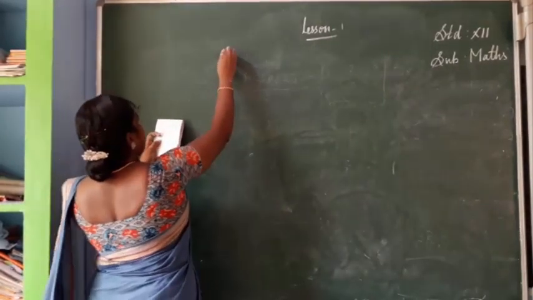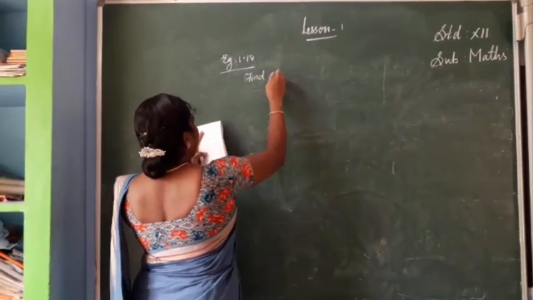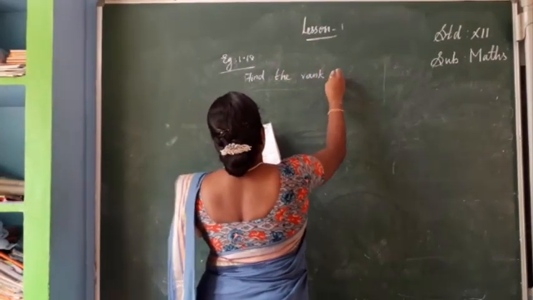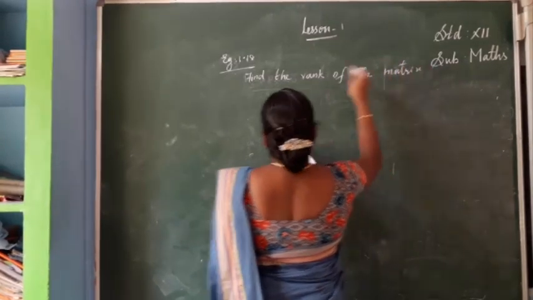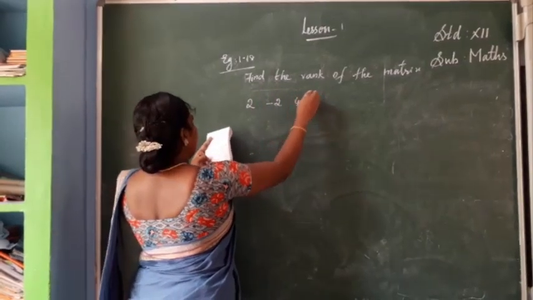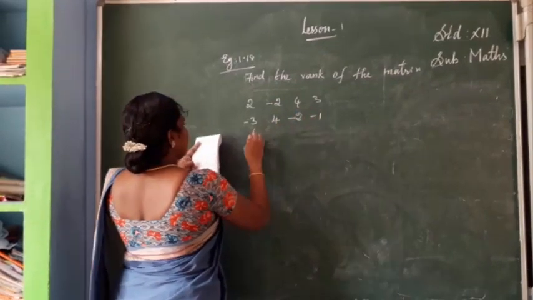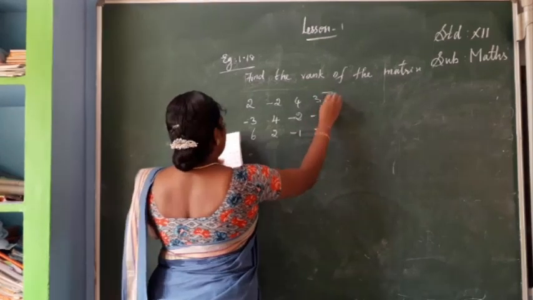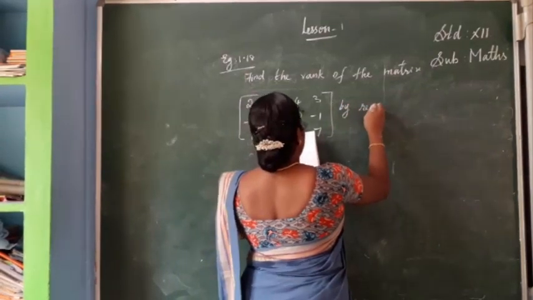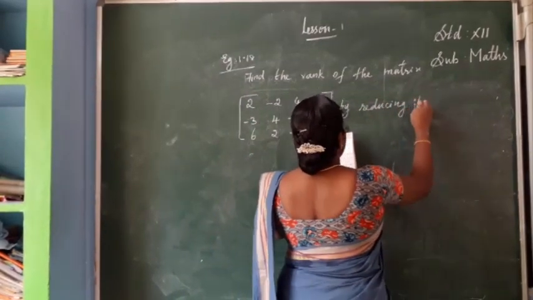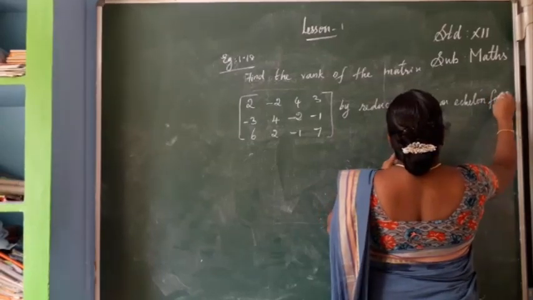Example 1.18. Find the rank of the matrix 2, minus 2, 4, 3; minus 3, 4, minus 2, minus 1; 6, 2, minus 1, 7, by reducing it to an Euclidean form.